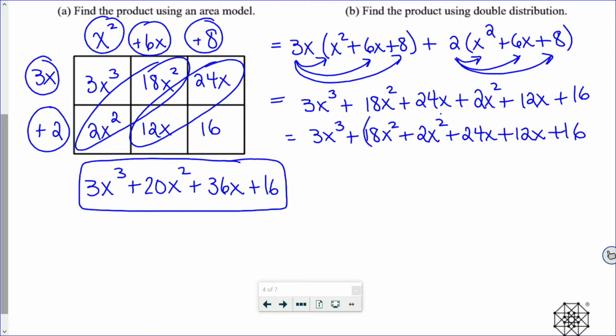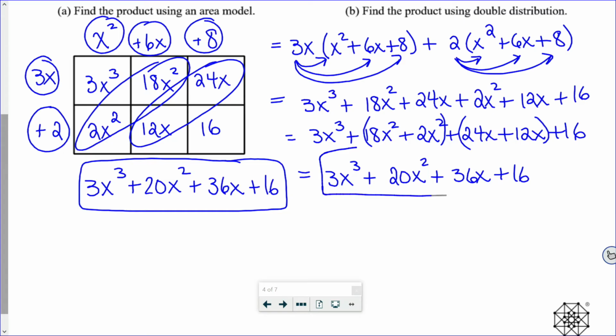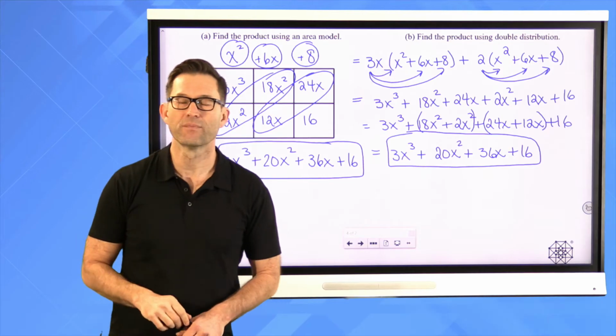And now I can use that associative property of addition, which will allow me to combine those two into 20x squared, combine those two into my 36x, and that constant and that cubic term still don't combine with anything else.